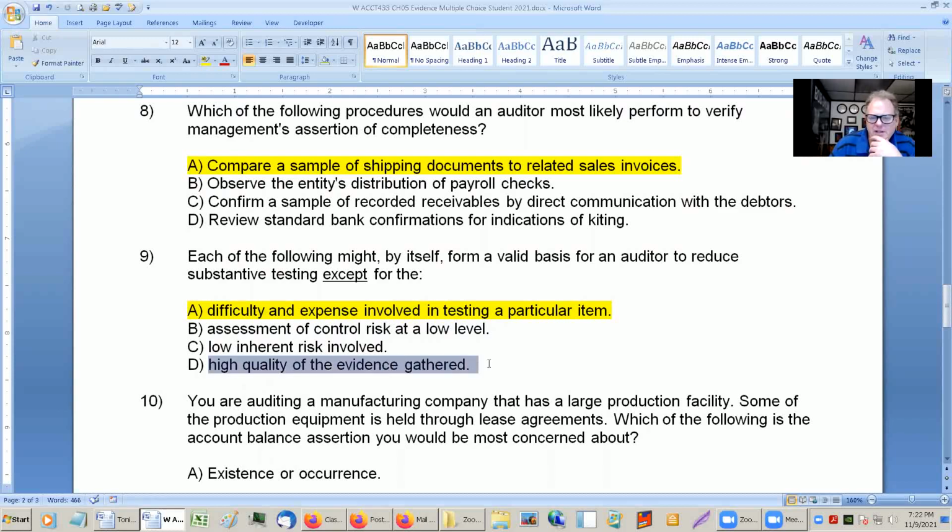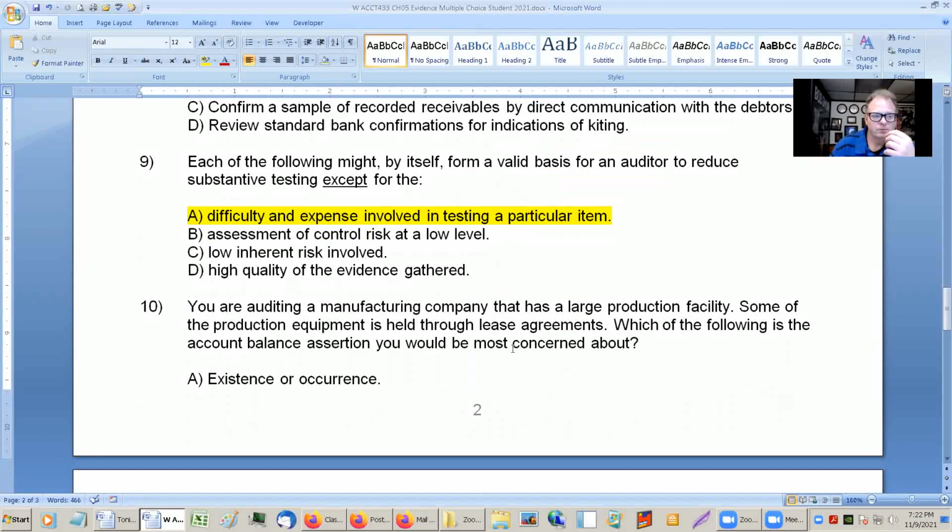And high quality of evidence gathered. If you get really good evidence, it's possible you can get less of it. You have to get sufficient, appropriate evidence, but sufficient just means get enough good evidence, and if the evidence is better, then yeah, hang on to space here.